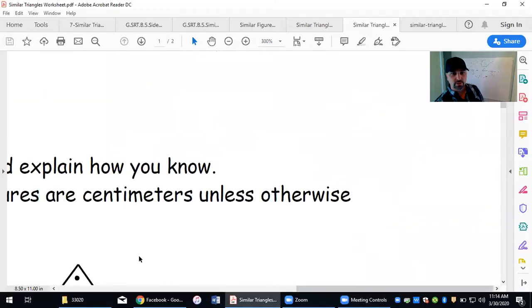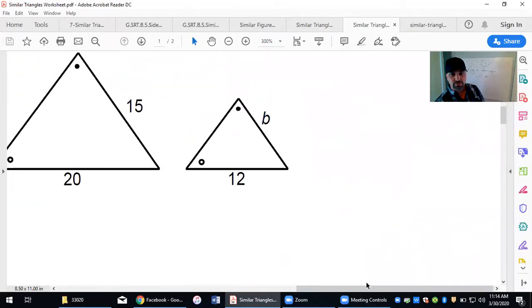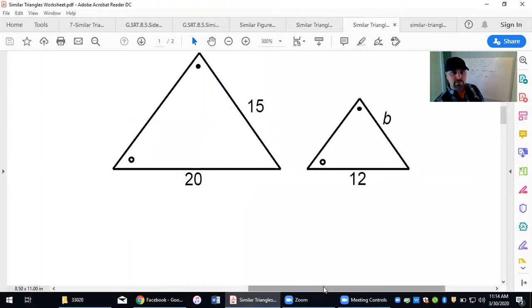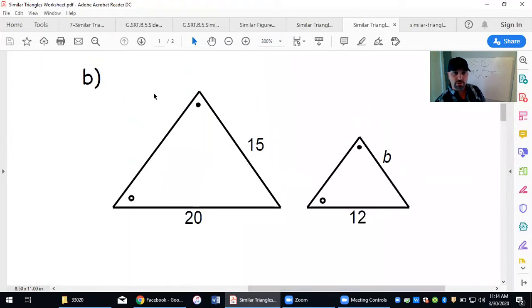Our worksheet. All right, so there's the first one. Let's look at the second one. So when we look at the second example here, B, we don't have that clear picture by comparing the triangles' same side. So look at this bottom side of each triangle.